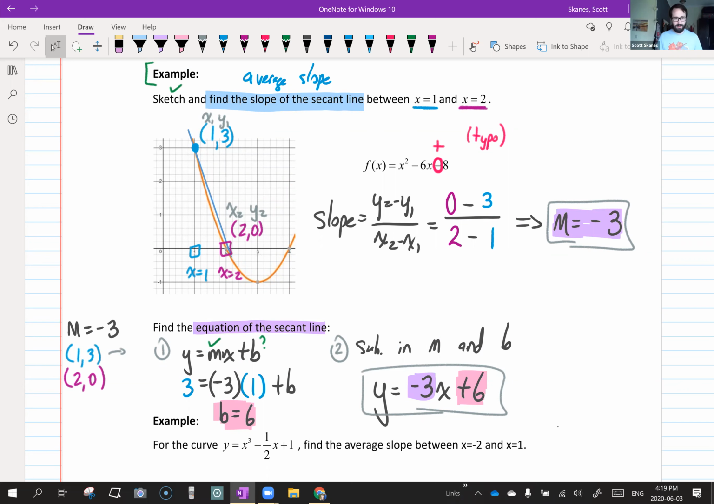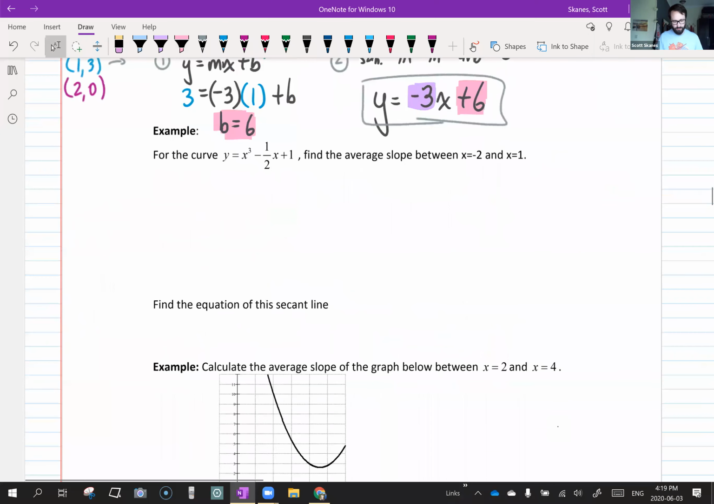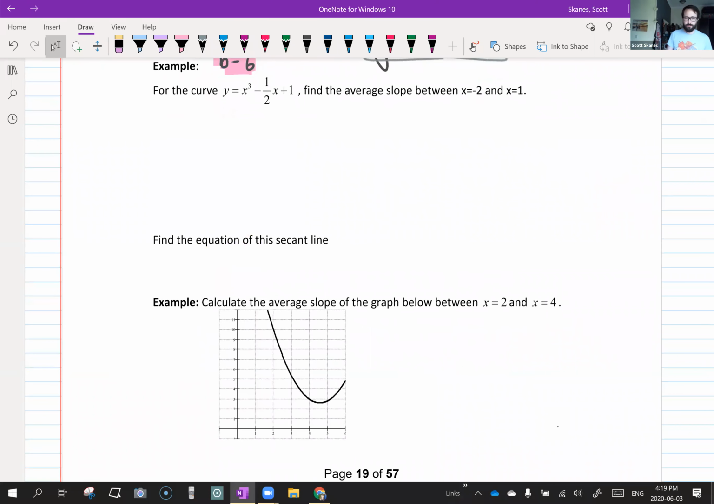I'll do one more example with you, a slightly different way. We won't have the graph this time, so Abdul will be very happy about that. We'll just do it the old-fashioned way. For this curve that we can't see, find the average slope, also known as the secant line, between x equals -2 and x equals 1.